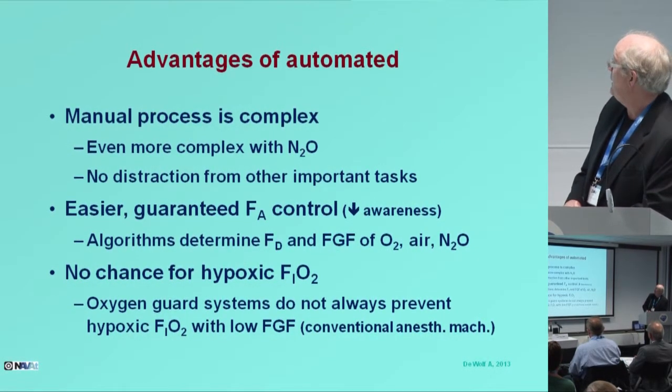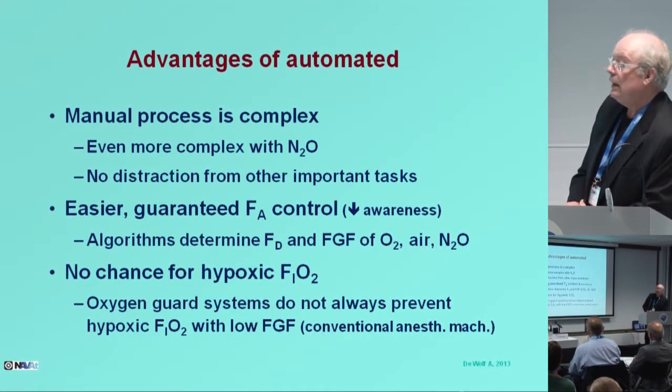Algorithms define the FD and the fresh gas flow, oxygen, air, and nitrous oxide that will be used by the equipment. In addition, there is no chance for hypoxic FiO2. Older systems with an oxygen guard system do not always prevent hypoxic FiO2 when you use low fresh gas flow, and this is in the conventional mode. So we have to be careful when you use low fresh gas flow, because in certain situations you can develop a hypoxic FiO2, and your oxygen guard system will not prevent that from happening in 100% of the situations.